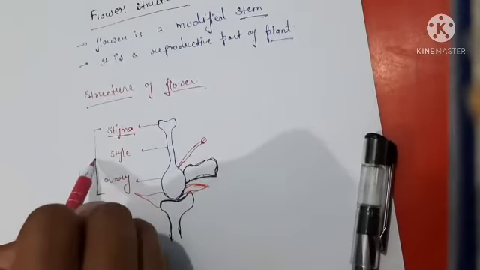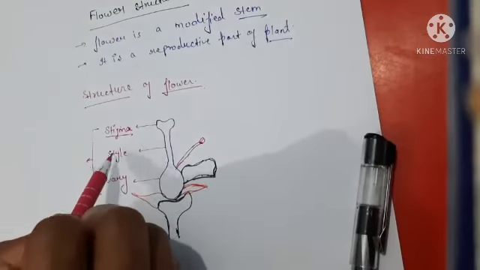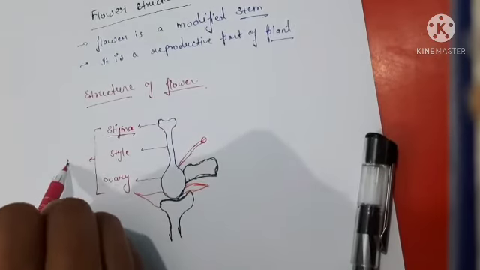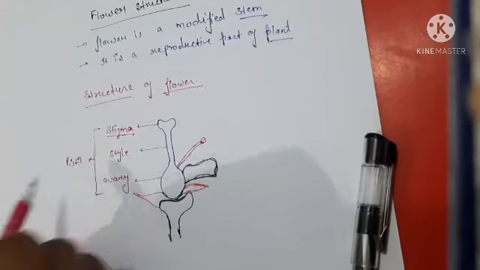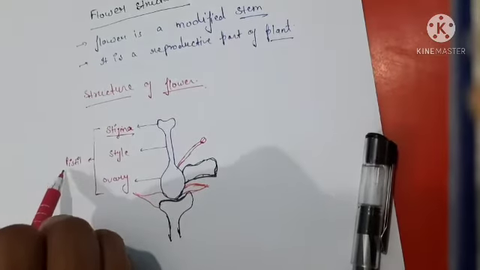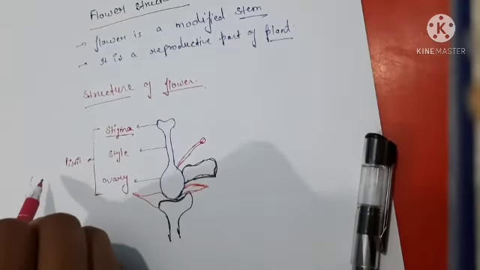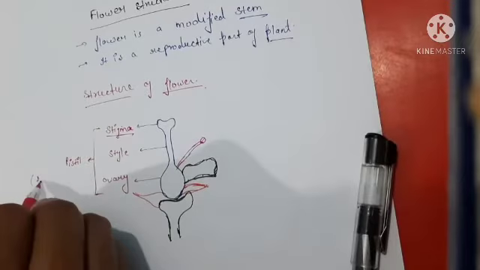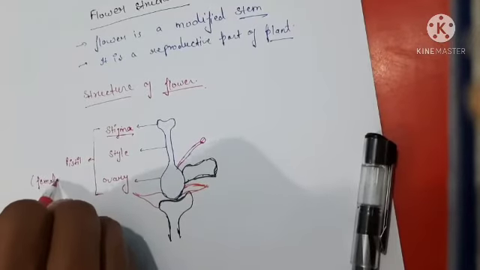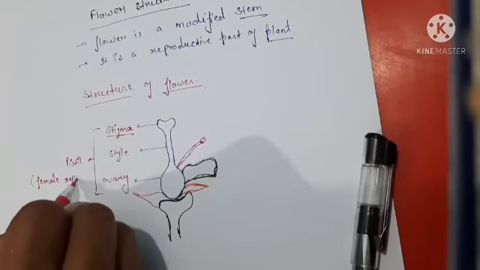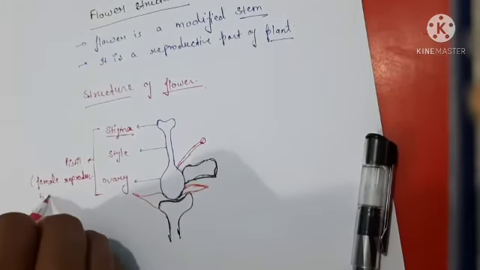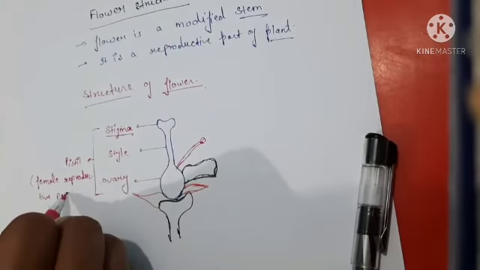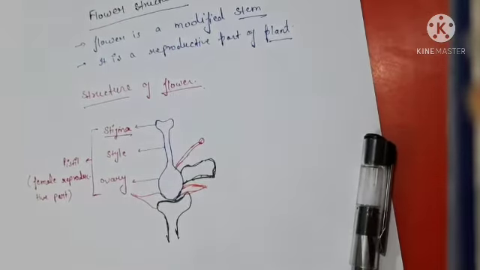This whole, that means stigma plus style plus ovary, is called pistil. And what is pistil? It is the female reproductive part in the plant.